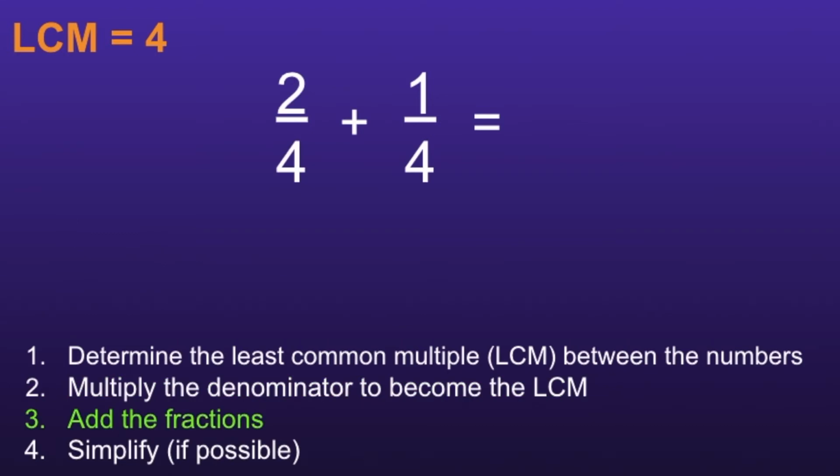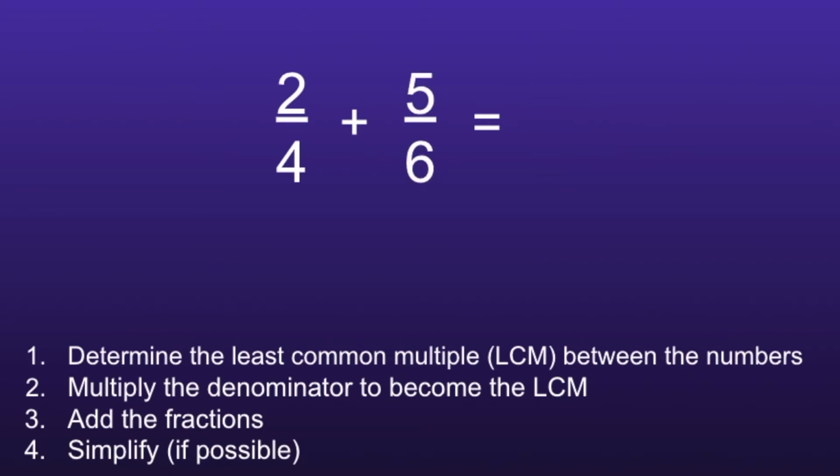And this moves us on to step 3. Add the fractions. When adding fractions, we first add the numerators, and 2 plus 1 is equal to 3, and we keep the same denominator. Since 3/4 cannot be simplified, our final answer will be 3/4.